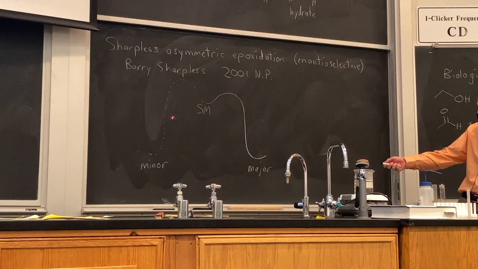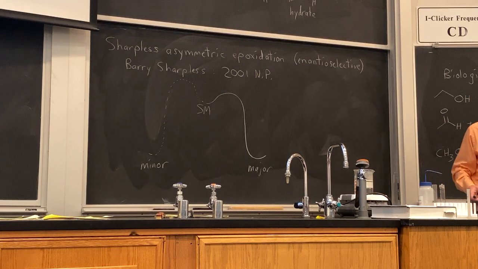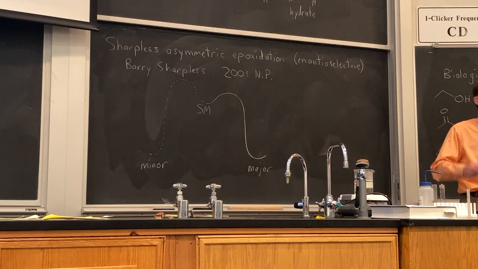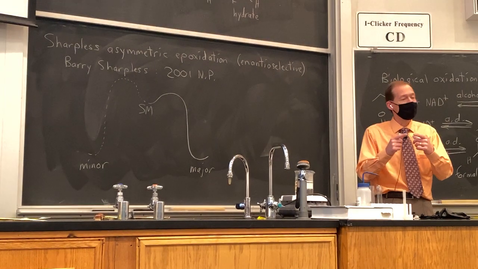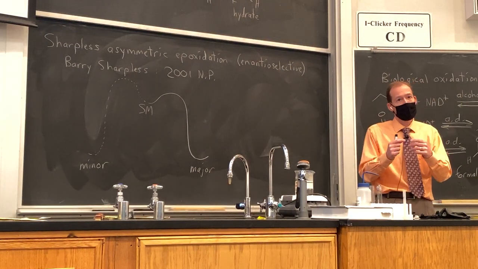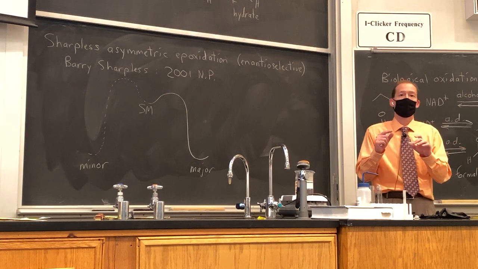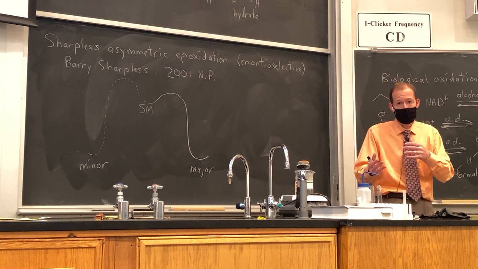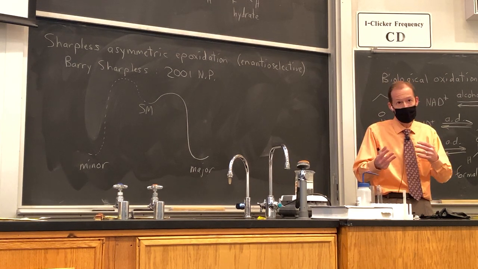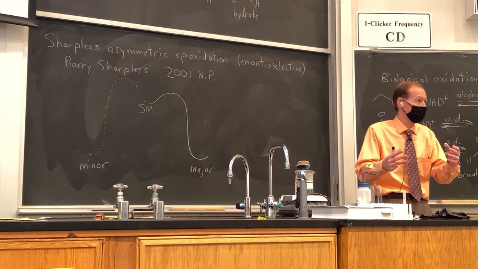The transition state leading to the minor enantiomer is higher in energy than the transition state leading to the major enantiomer. So how can we make one transition state higher in energy than the other? If we have a chiral catalyst, and we have a single enantiomer of that chiral catalyst, at the transition state, we have a partial epoxide. Okay? If we had no chiral catalyst, the transition states leading to each enantiomer would be mirror images of each other. They would be enantiomeric transition states. They'd have the same energy.